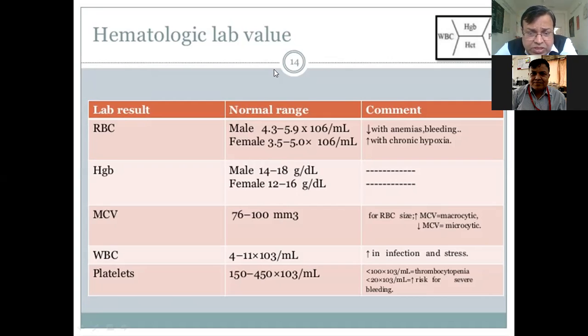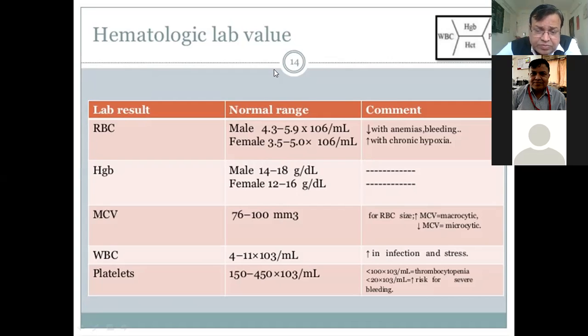Now the concentration of WBC is 4,000 to 11,000, in between it ranges, that is the normal value. But when any infection occurs or arises, then the concentration of WBC is increased.